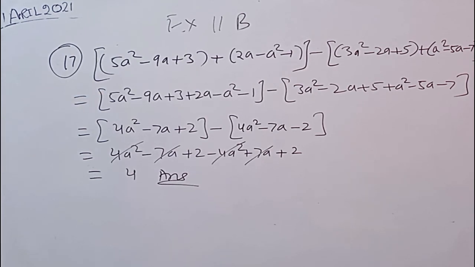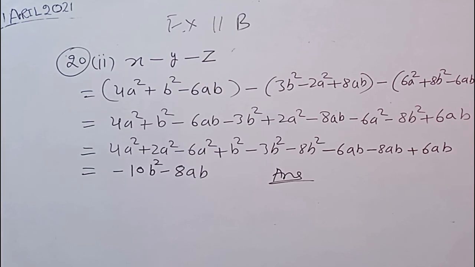Now open the big bracket, we are getting 4a square minus 7a plus 2 minus 4a square plus 7a plus 2. 4a square minus 4a square cancel each other, minus 7a plus 7a cancel each other, plus 2 and plus 2 will give 4. So in that manner you will do question number 17.